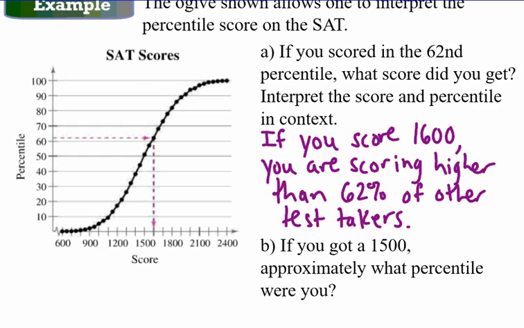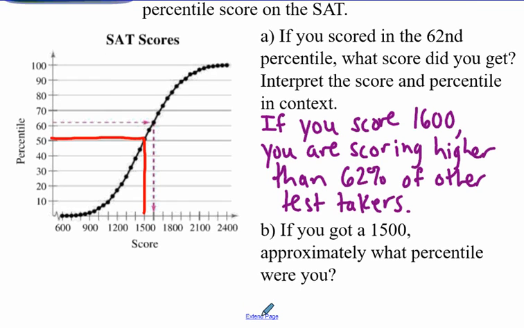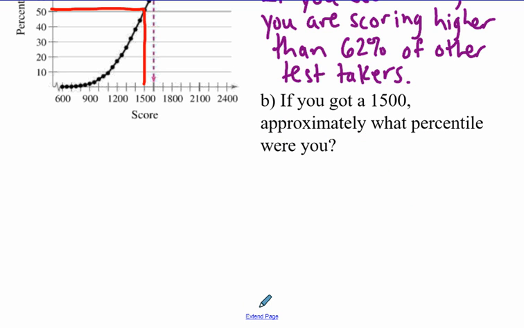I can also use it to go the other way around, not just look at what percentile relates to what score, but if you got a certain score, what percentile would you be in? So if you got a 1500, approximately what percentile were you in? 1500 is shown right here. And if I go over, it looks to be approximately the 50th percentile. So you'd be scoring higher than approximately 50% of other test takers, so approximately the 50th percentile if you scored a 1500.